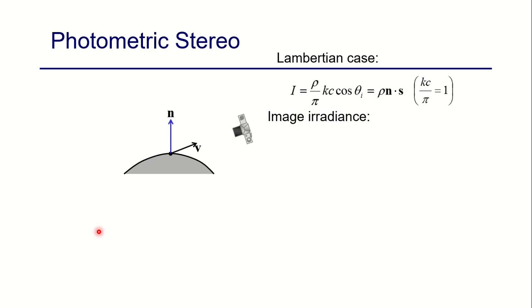Next is the photometric stereo. Again for the Lambertian case, this is the equation for I, and the image irradiance involves the vectors n and s1.